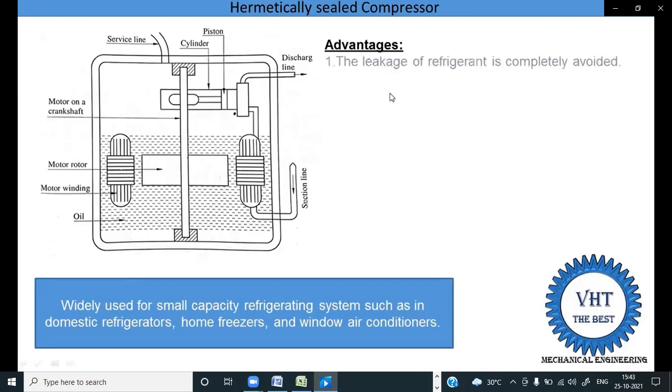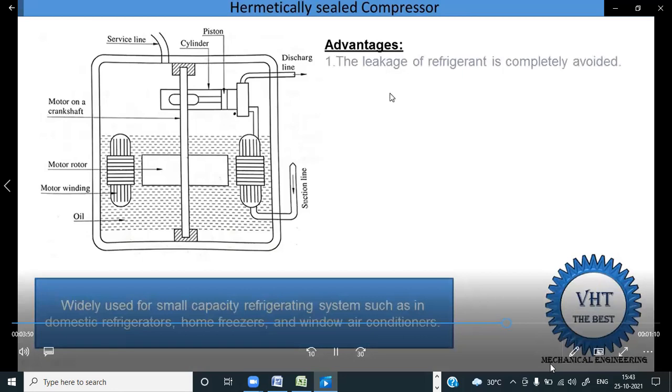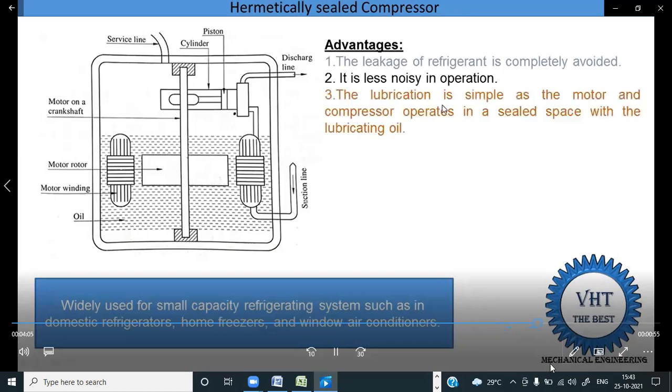Next, its advantages. The leakage of refrigerant is completely avoided. If leakage occurs inside this compressor, it is also sealed, so leakage is not a problem. It has less noise in operation because the motor is completely sealed using steel material, so its noise is also lower. The lubrication is simple as the motor and compressor operate in a sealed space with lubrication oil. Next, it requires less space, because when we install the motor and compressor separately, it requires a larger space.